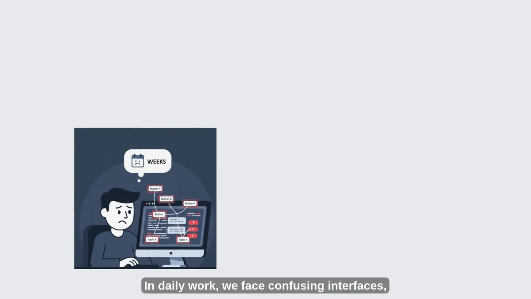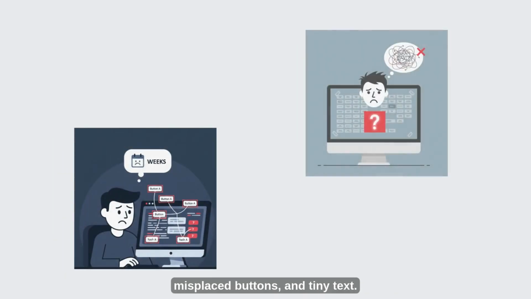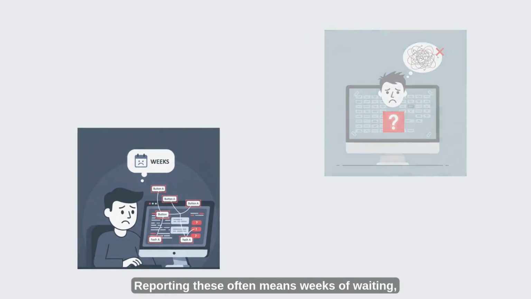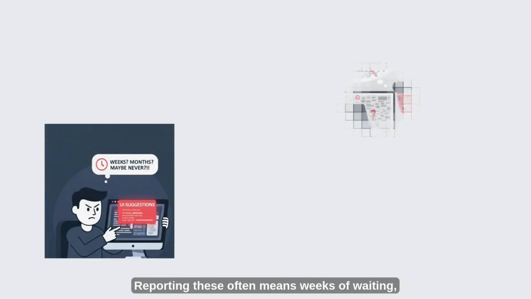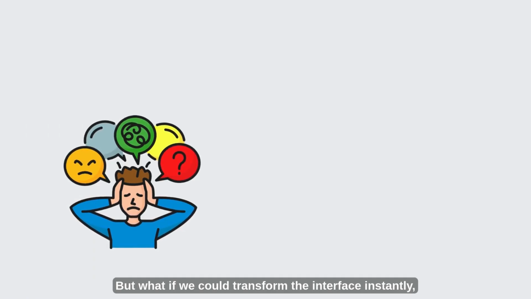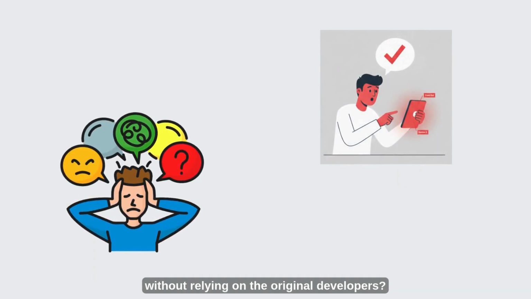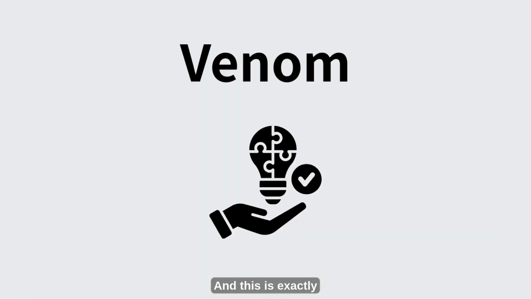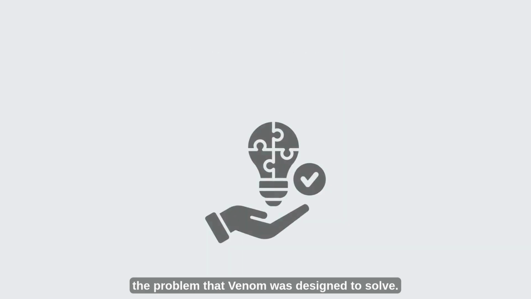In daily work, we face confusing interfaces, misplaced buttons, and tiny text. Reporting these often means weeks of waiting, with no real fix. But what if we could transform the interface instantly without relying on the original developers? And this is exactly the problem that Venom was designed to solve.